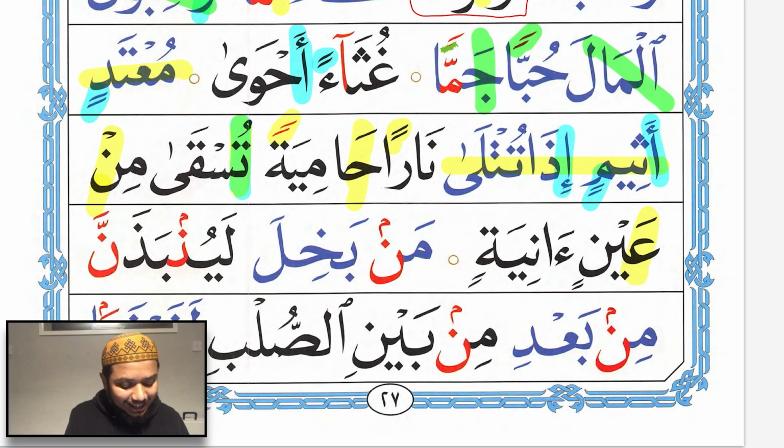Now we move on. Aynin. Once again we have tanween. So let's look at the next letter. Is it one of these 6 idgham letters? Yarmalun? No, it's not. Is it one of these 6 throat letters? Hamza, ha, ayn, ha, ghain, kha. Yes, it is. It is a hamza. We will read the tanween with idhar. We will read it clearly. So it will be read as aynin aniyatin. So we have naran hamiyatan tusqa min aynin aniyatin.